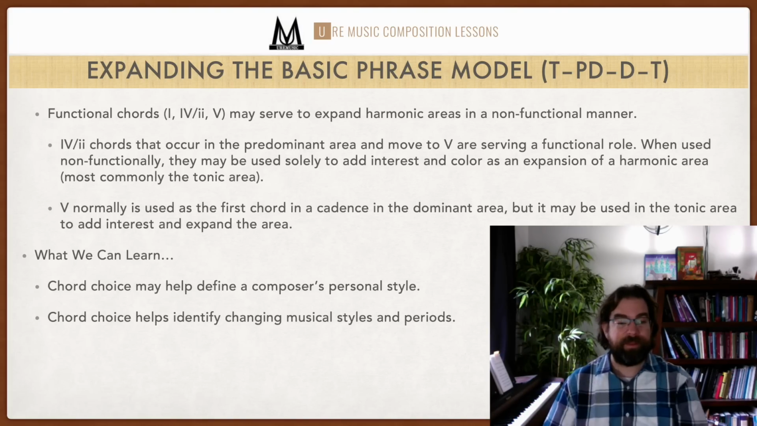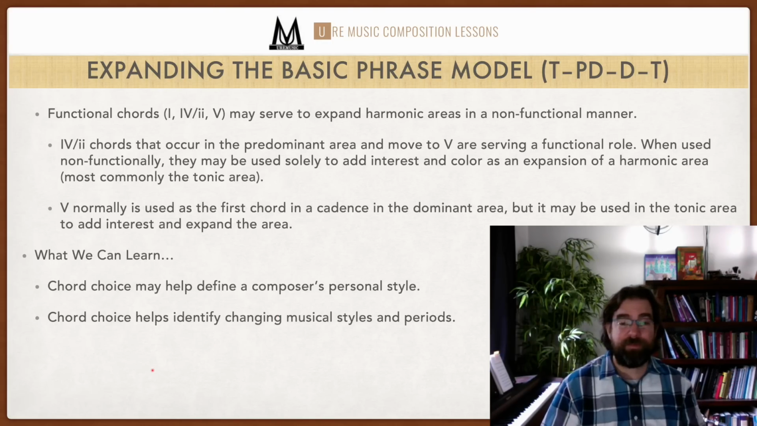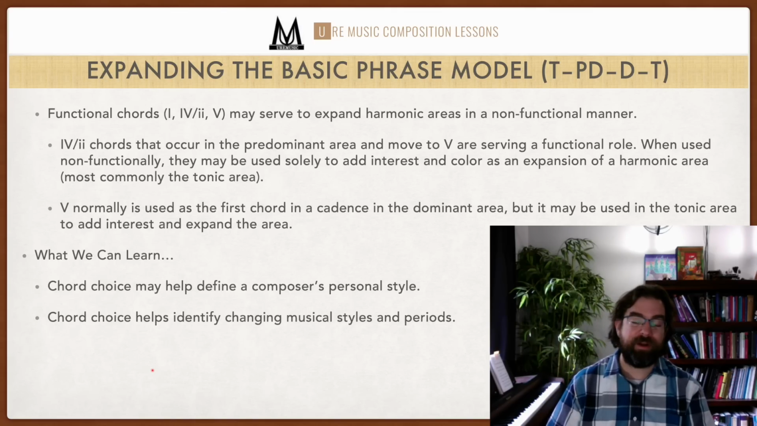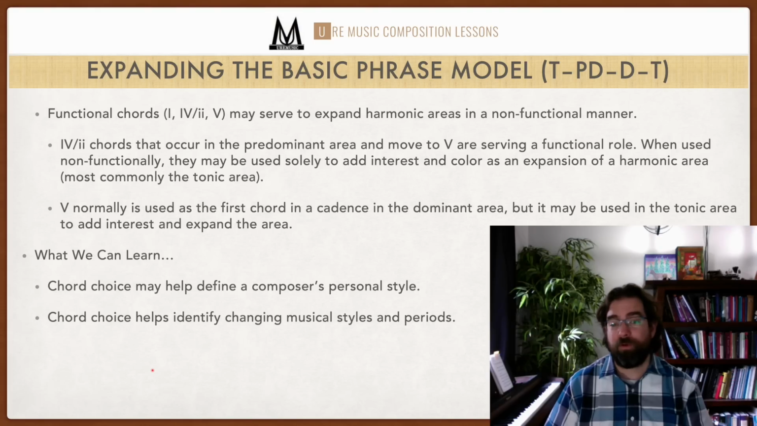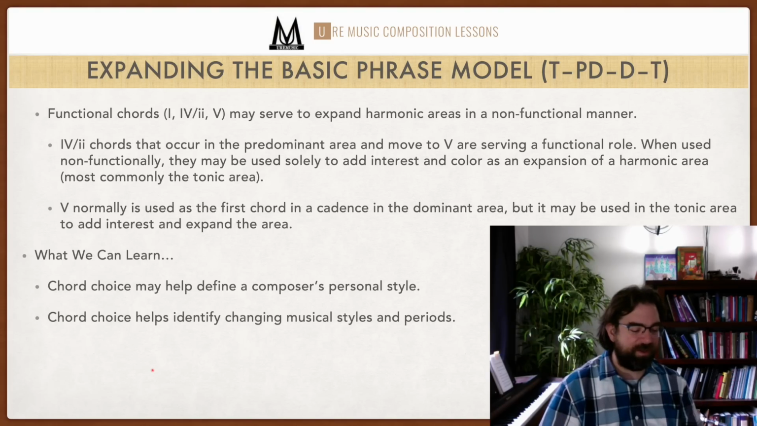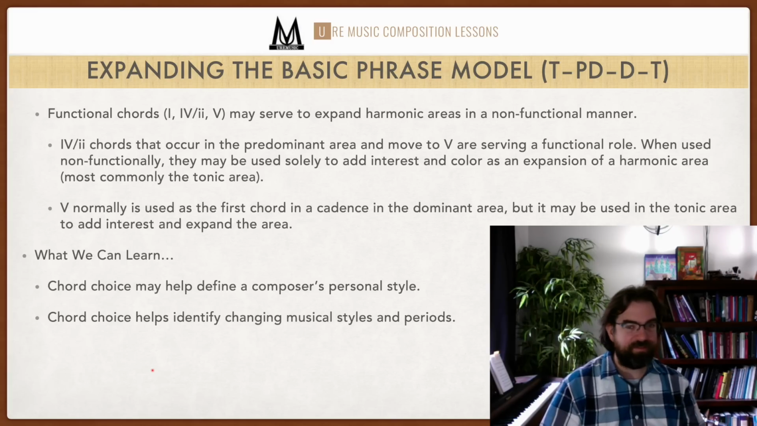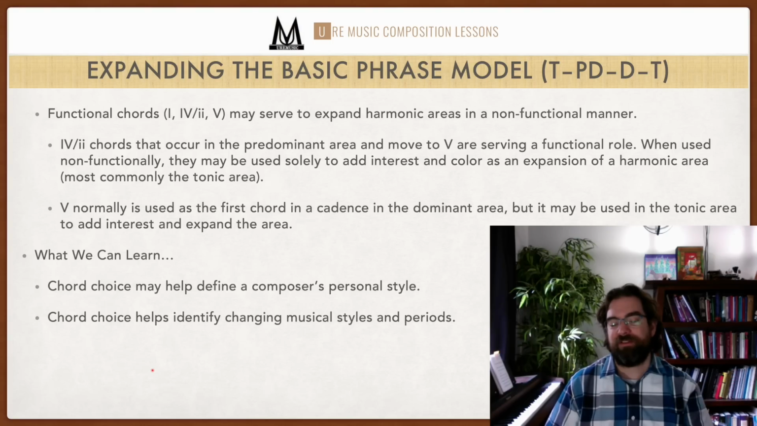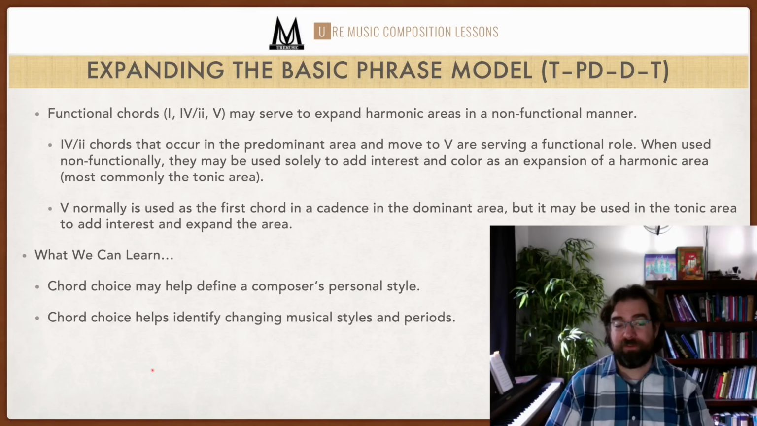So what we can learn from this is that chord choice may help define a composer's personal style. You may see that Bach likes to use a lot of 6/4 chords in the tonal areas. Or maybe Mozart prefers to use more stable chords, likes to use 4 chords and 2 chords. So you can start to get an idea that Beethoven likes to do this, Mozart likes to do this, and you can get a better understanding of what makes their music somewhat unique harmonically. Chord choice can also help identify changing musical styles and periods.